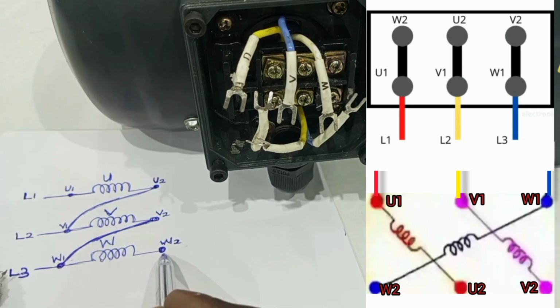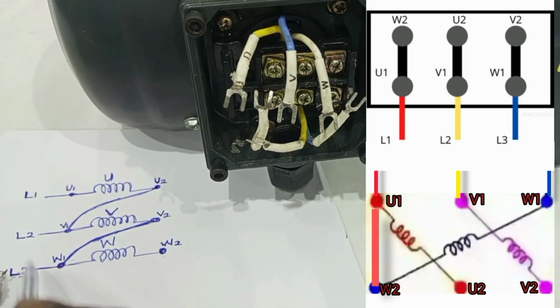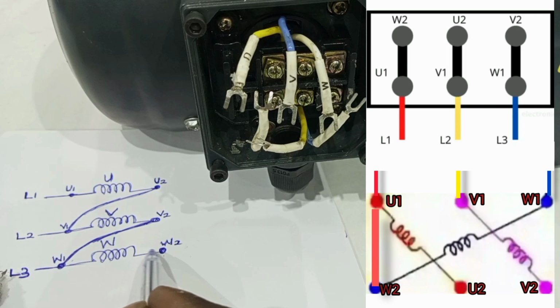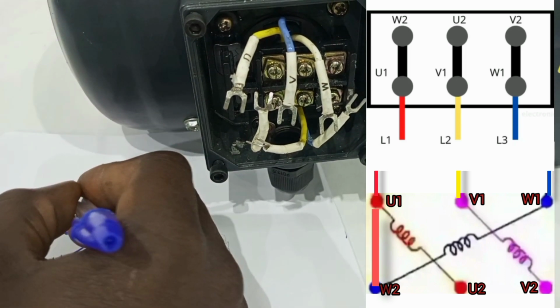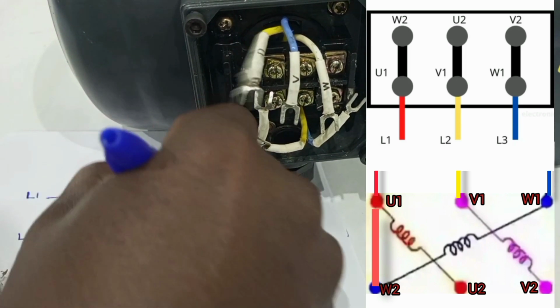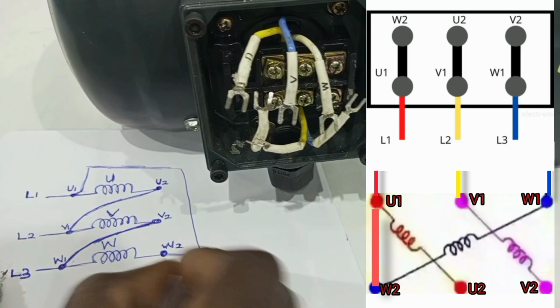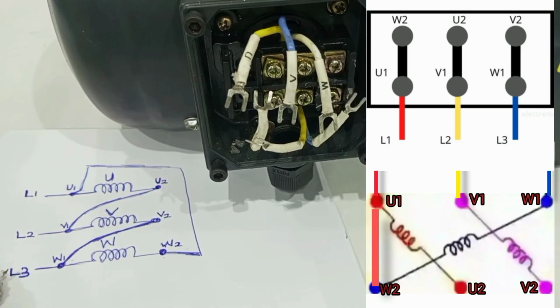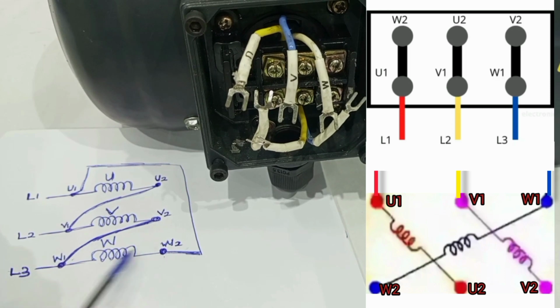Here, we have to bring line 1 here together with line 3 to energize this coil. And so we would have to come here to take line 1 to come here. All right. So this is how the connection should be.